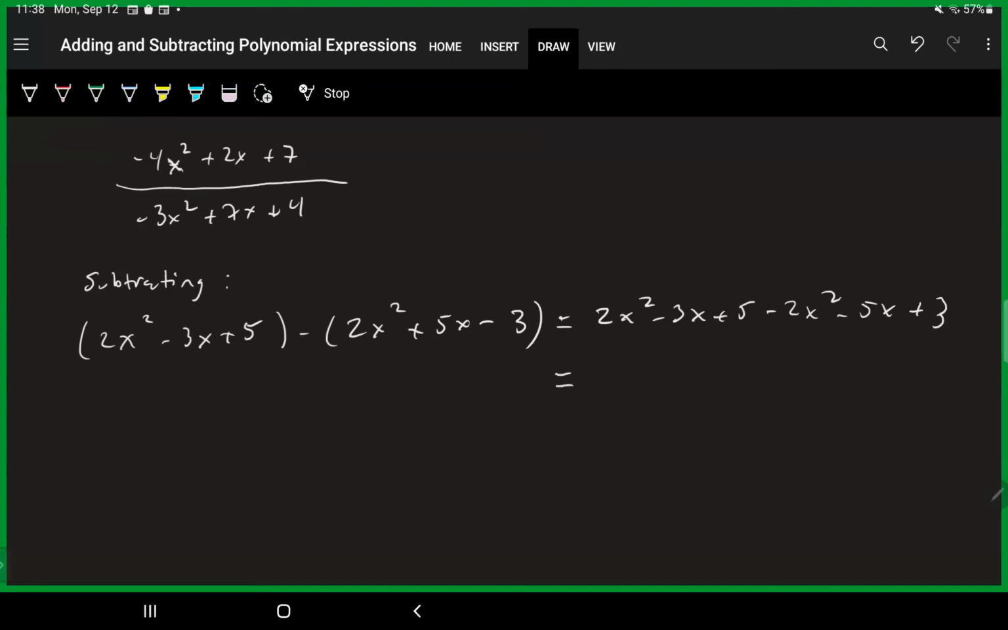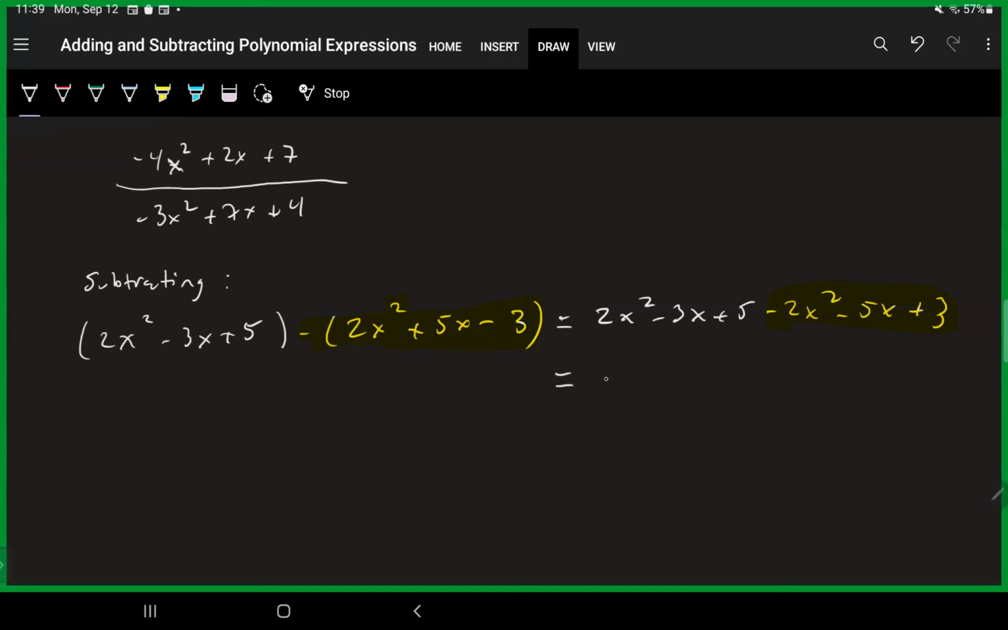And if I combine my like terms, once I distribute that negative over the entire thing, now let me highlight this. So just for clarity, when I distributed that negative sign over that second polynomial, I got the highlighted polynomial on the right. Okay, combining my like terms, 2x squared and negative 2x squared, they cancel out.